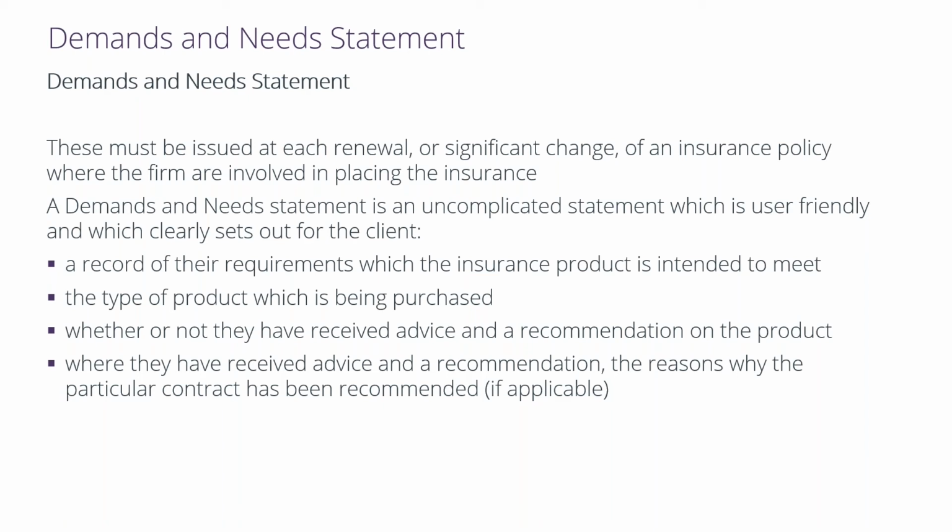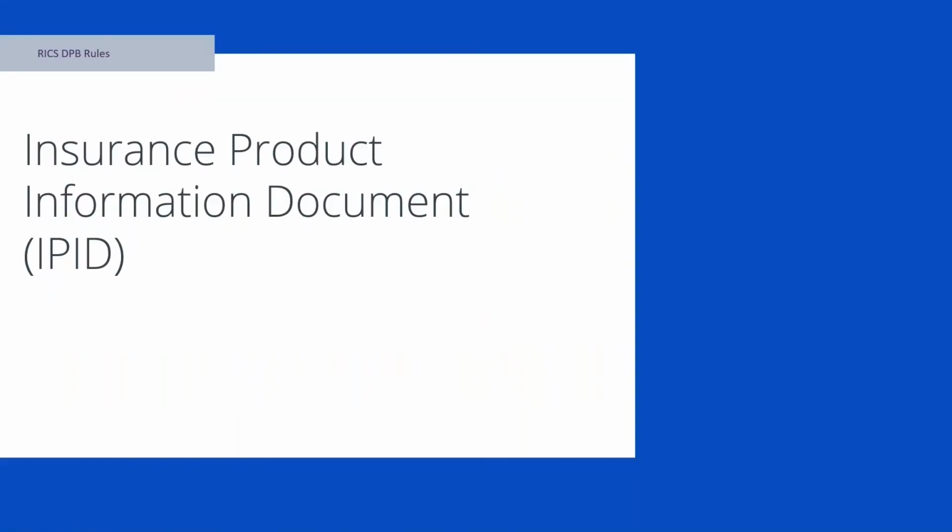In both cases, whether or not advice or recommendations have been provided, you do need to demonstrate within the demands and needs that the policy that you are recommending or putting forward to the client on behalf of the broker matches their insurance requirements. Next, we're moving on to the Insurance Product Information Document, also known as an IPID. This has been a requirement since October 2018, and there are different requirements depending on whether you are dealing with a consumer client or a commercial client.